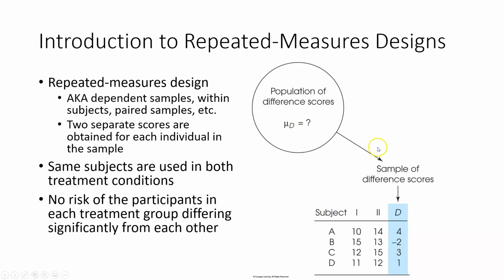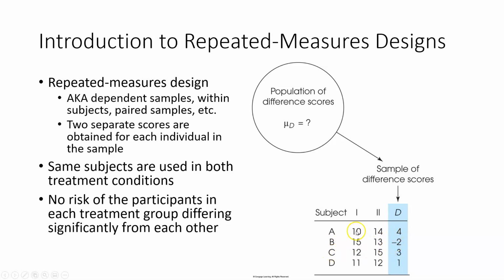So using this figure here, I'll show you that in the first column, these are the pre-test scores, and in the second column are the post-test scores, but the subjects are the same across the row. So this is person A, and they had a pre-treatment depression score of 10 and a post-treatment of 14. Subject B had 15 and 13. Subject C had 12 and 15.